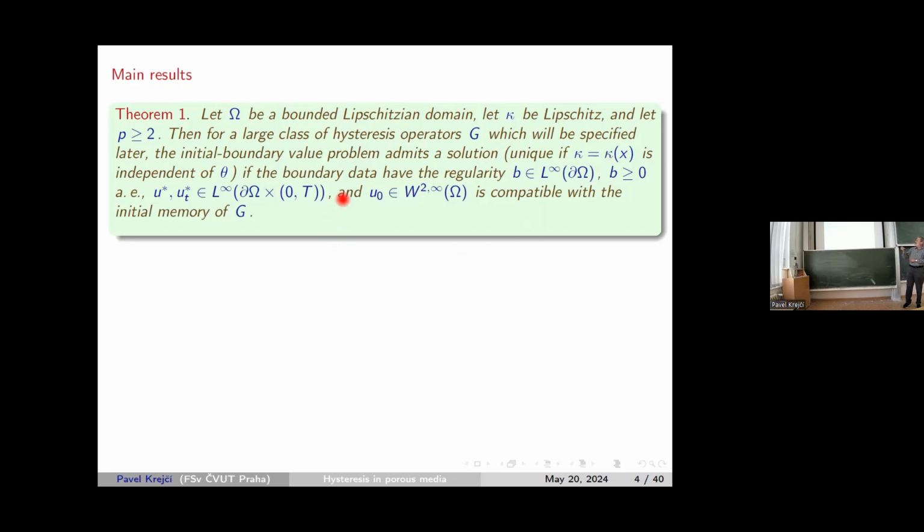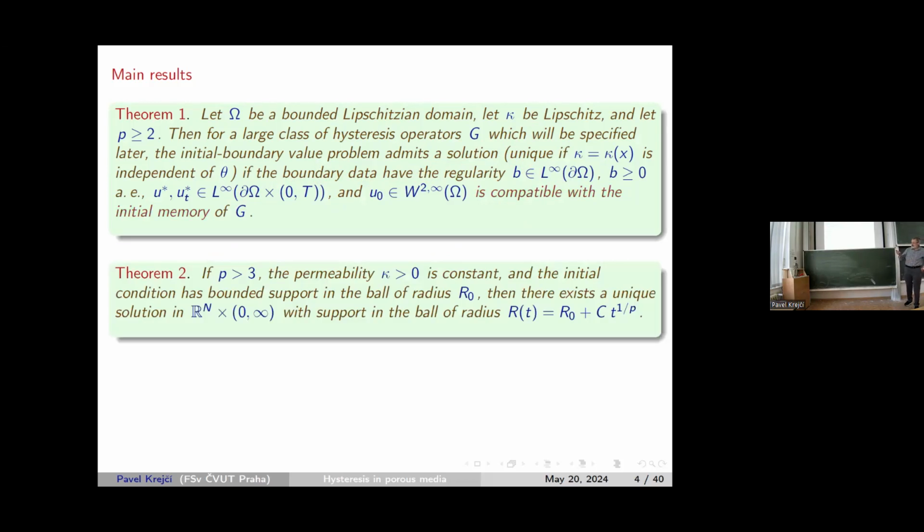And the boundary data must have some regularity. The boundary permeability is in L infinity. The outer pressures u star, u t star are in L infinity on the boundary. And u0, the initial condition, is in W^{1,infinity}, and compatible with the initial level. This is important. I will show the reason why we need compatibility of the initial pressure and the initial level.